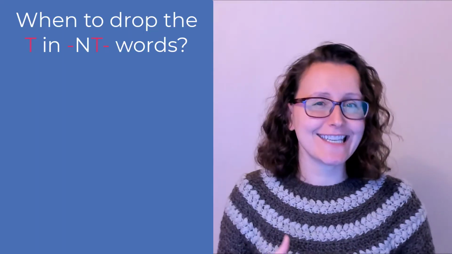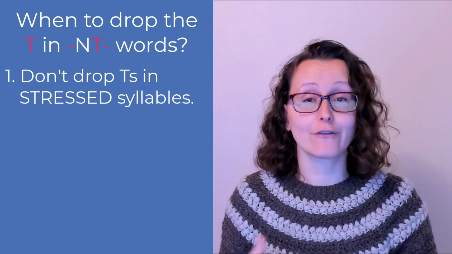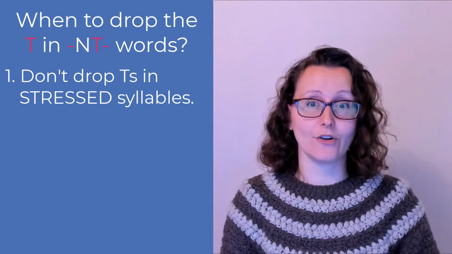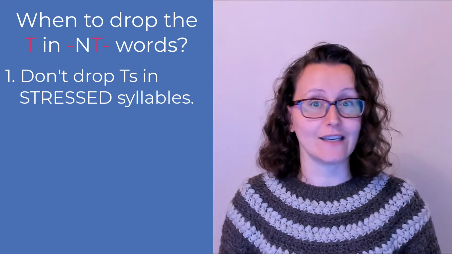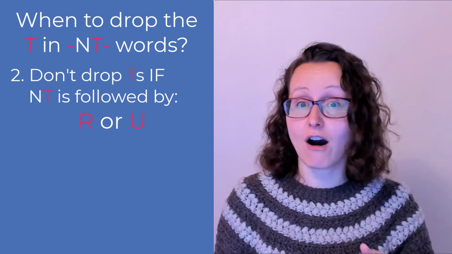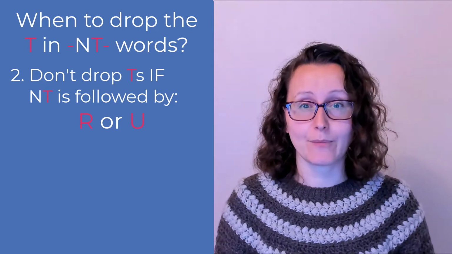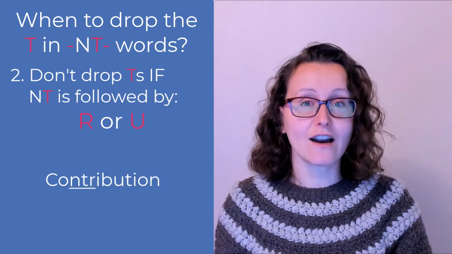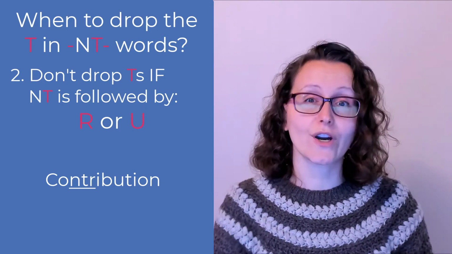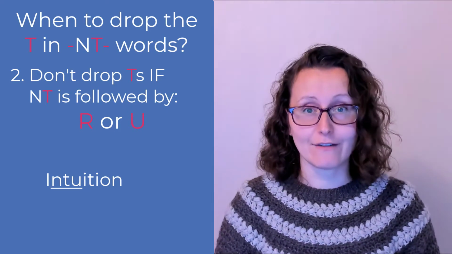Now, dropping the T or not dropping the T in words with the spelling NT has a couple of rules. The first rule, which we already mentioned: if the T is falling in a stressed syllable, you want to keep it. Say it as a proper T. You can't drop it. The second rule is that if you have the NT followed by an R or an OO sound, you're generally going to keep that T. For example, contribution, the TR is keeping the T as a proper T. Or intuition. The T is going to be a proper T in front of that OO sound.